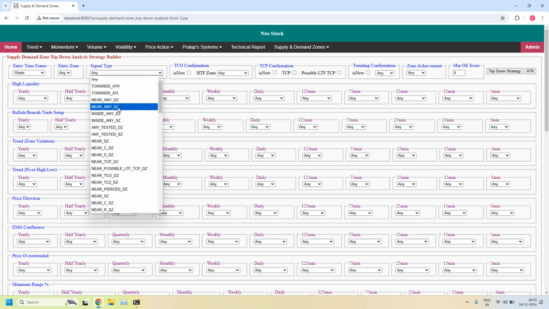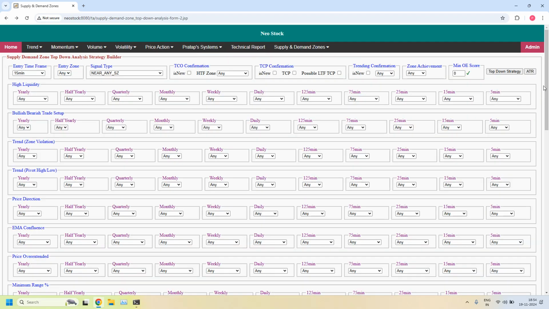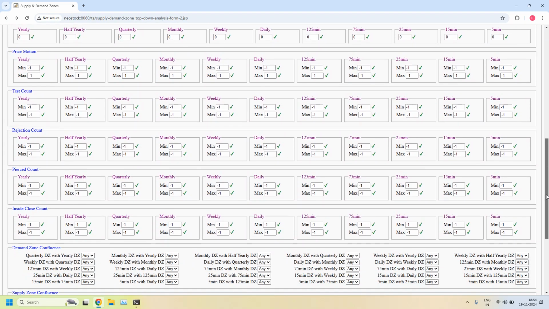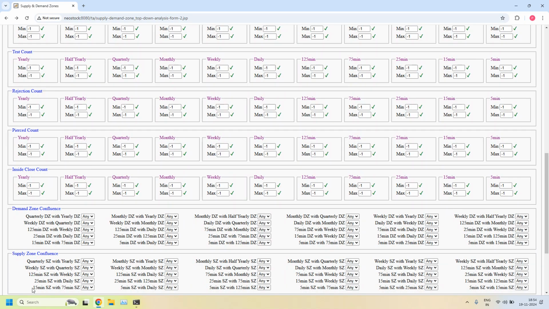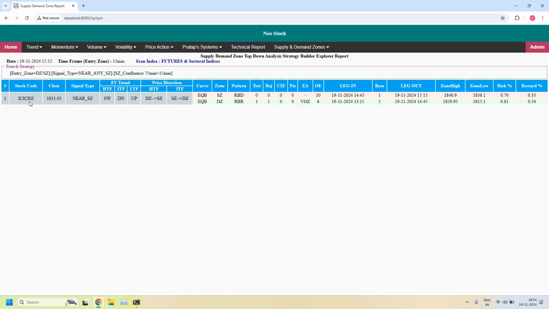let us find the stocks near 15 minutes supply zone. Only 2 stocks are filtered. In that second one is pierced. Let's check first one is having ITF supply zone confluence. That is 15 minutes supply zone with 75 minutes supply zone confluence filter is enabled. With this filter, we got ICICI, good. This is having ITF confluence. That means this 15 minute supply zone is a part of the 75 minute supply zone. Part means it is overlapped.